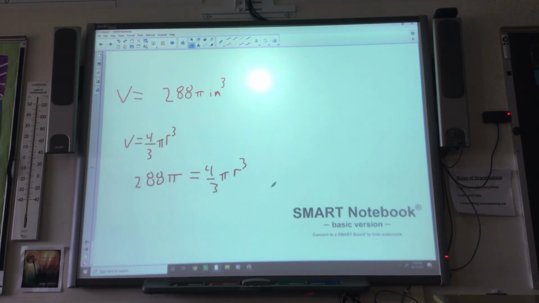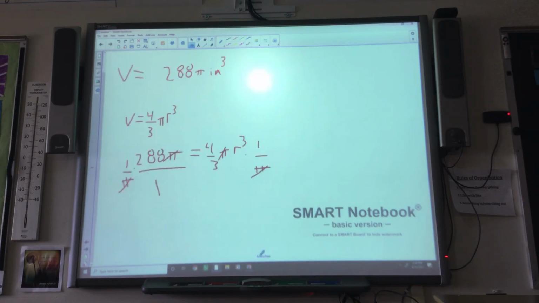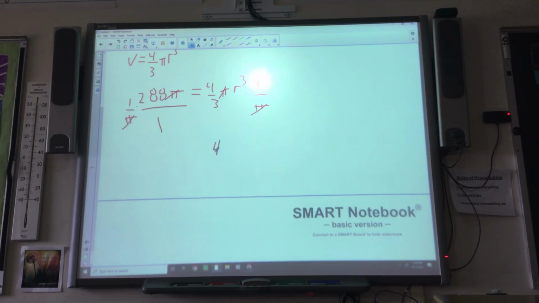What can I get rid of that's on both sides? I can divide by it and just get rid of it. Pi. So I multiply by 1/pi, or I just divide by pi, but it's got this thing over here, so I don't really want to deal with that. So I multiply by 1/pi. Oh, look at that. Pi is gone. And now I have 4/3 r cubed equals 288.